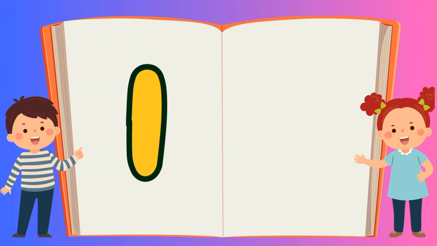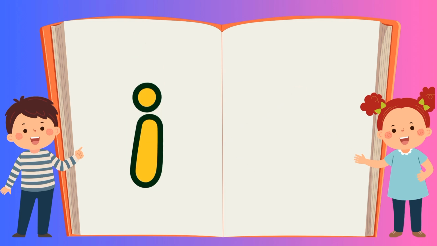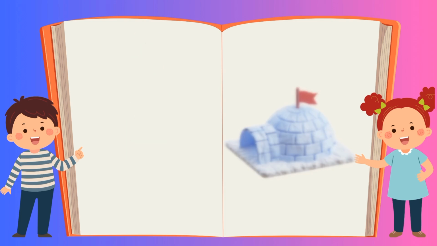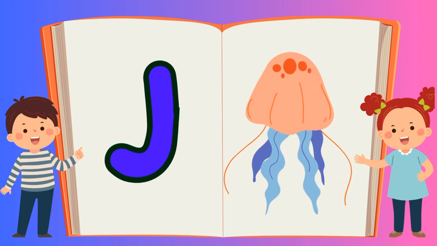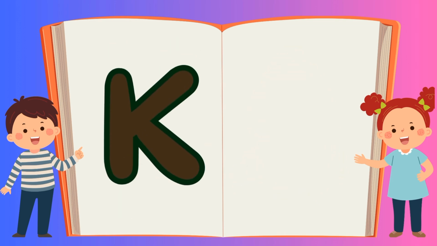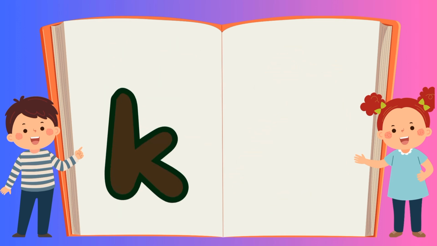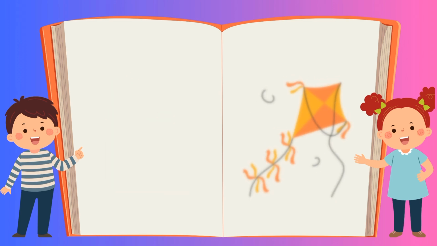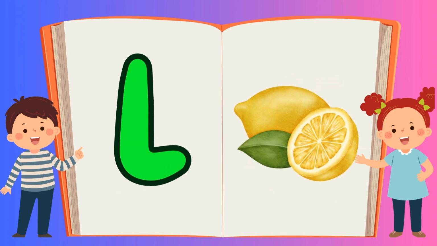House. I for igloo. Igloo. J for jellyfish. Jellyfish. K for kite. Kite. L for lemon.